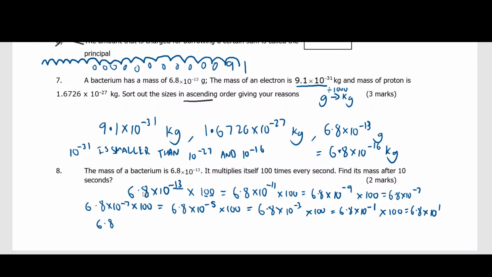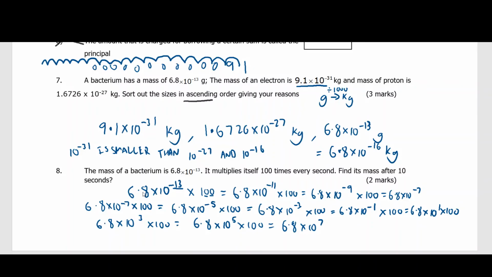And we're going to have 6.8 times 10 to the 3, because we're timesing by 100 again. We times by 100 again. That's going to be 6.8 times 10 to the 5. That's 1, 2, 3, 4, 5, 6, 7, 8, 9, and here's our 10th one: 6.8 times 10 to the 7. So there's our answer, 6.8 times 10 to the 7.